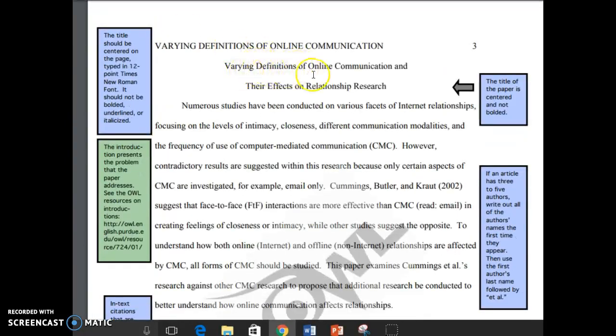For the next part, many of you guys did a very good job. You had your numbers in the top right corner for each page. You also did a good job of starting with a title. It was centered. It was not bolded. So most of you guys did a very good job with that part.